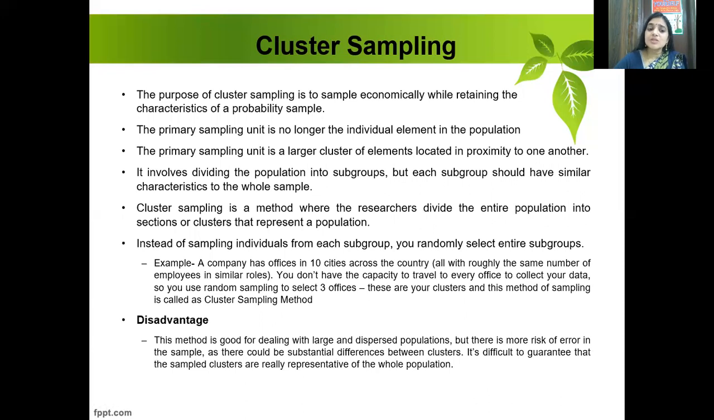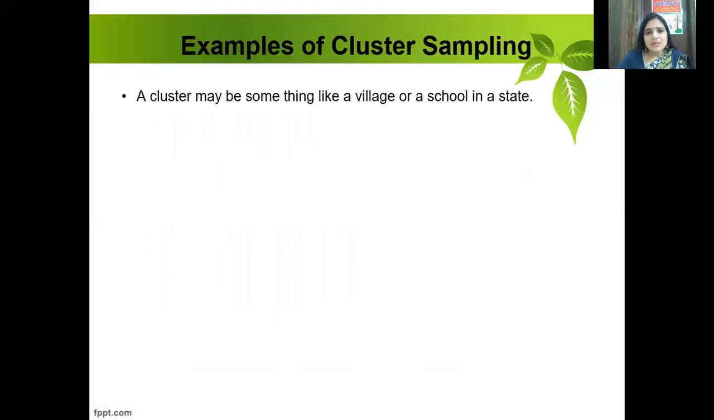Disadvantages: this method is good for dealing with large and dispersed populations, but there is more risk of error in the sample as there could be substantial differences between the clusters. Yes, it happens most of the time, and it's difficult to guarantee that the sampled clusters are really representative of the whole population. There are some examples.